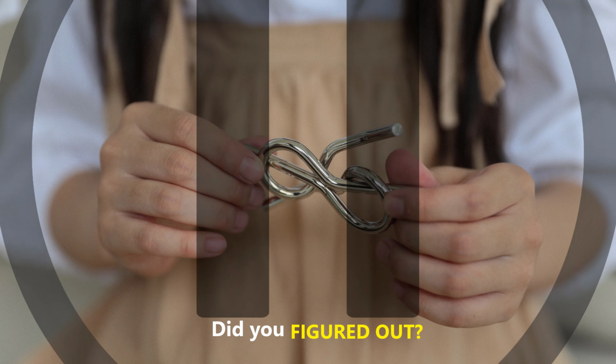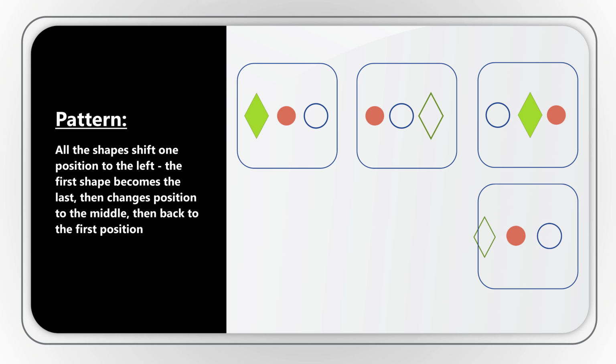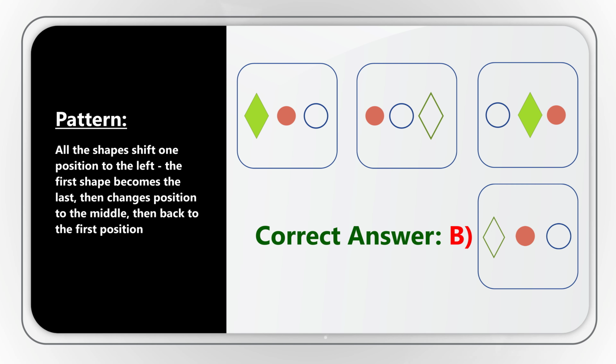Now, as you learned about the pattern, you can calculate that the answer here is choice B. Hopefully you've nailed this question on your own and now know how to answer similar problems on the test.